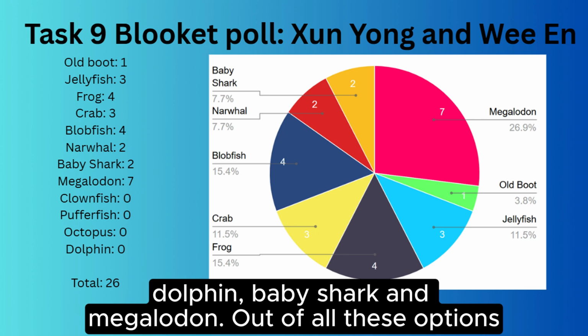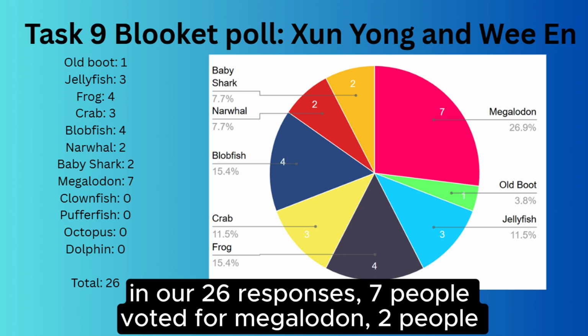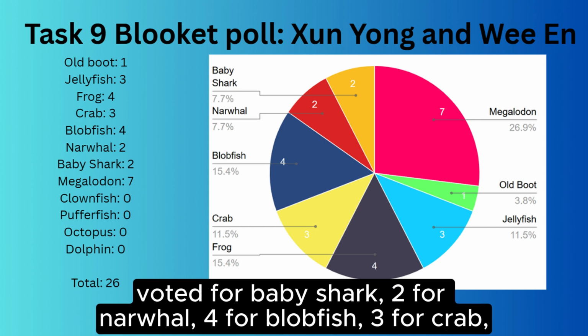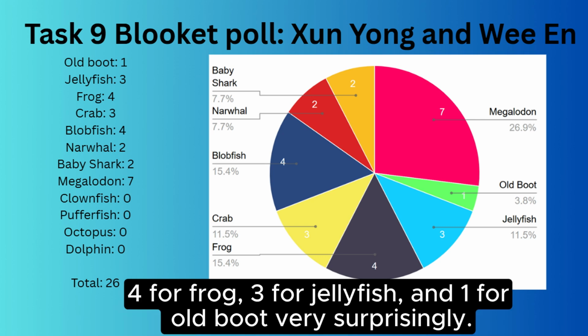Out of all these options, in our 26 responses, 7 people voted for the megalodon, 2 people voted for the baby shark, 2 for narwhal, 4 for blobfish, 3 for crab, 4 for frog, 3 for jellyfish, and 1 for Old Boot, very surprisingly.